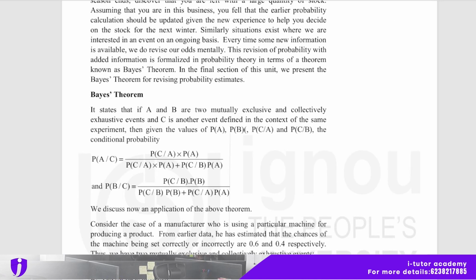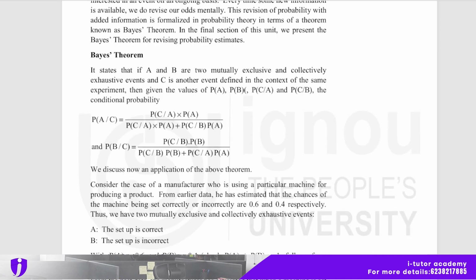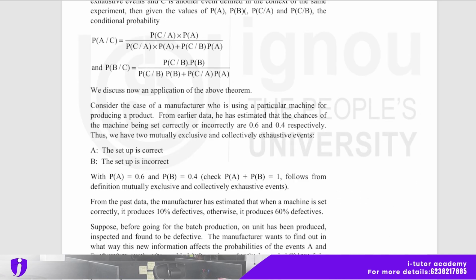So Bayes' theorem is here. It states that A and B are two mutually exclusive and collectively exhaustive events, and C is another event defined in the context of the same experiment. Then, given the values of P(A), P(B), P(C|A) and P(C|B), the conditional probability is here. Okay, so these are the equations for the same.